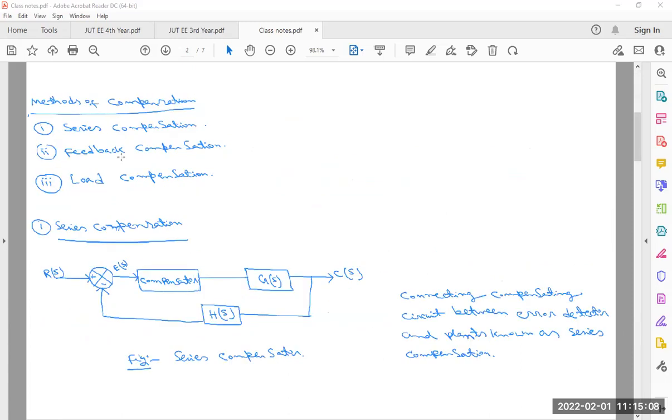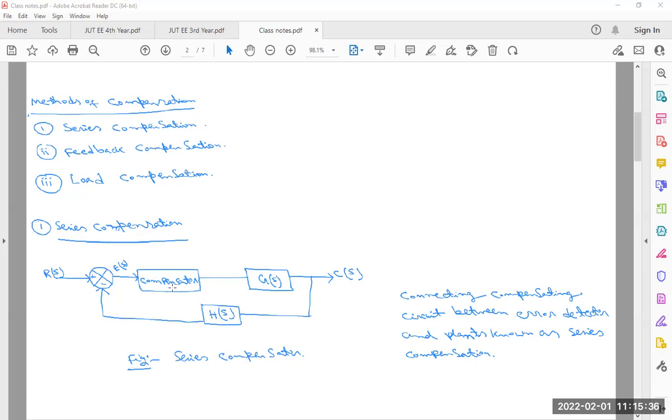Then we have to classify these compensation networks according to circuit design. The first one is series compensation. Number two, feedback compensation. And number three is load compensation circuit. So first we calculate the series compensation circuit. This is the block diagram we discussed in our previous classes. This is the series compensator circuit.